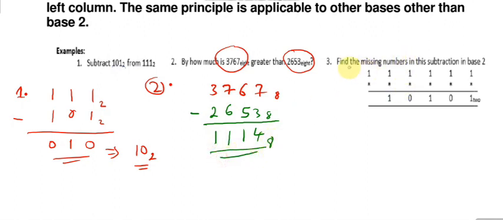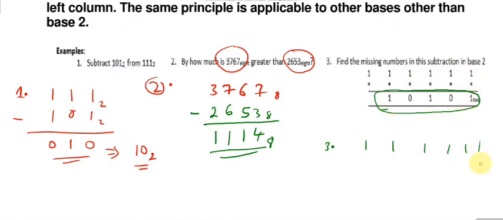Now here, we have to find the missing numbers in this subtraction in base 2. So what we simply do, since what we have here is the sum, it therefore means that this plus this will be equal to this, and the asterisk will be equal to this minus this. So let's do this. I'm going to subtract this from it.